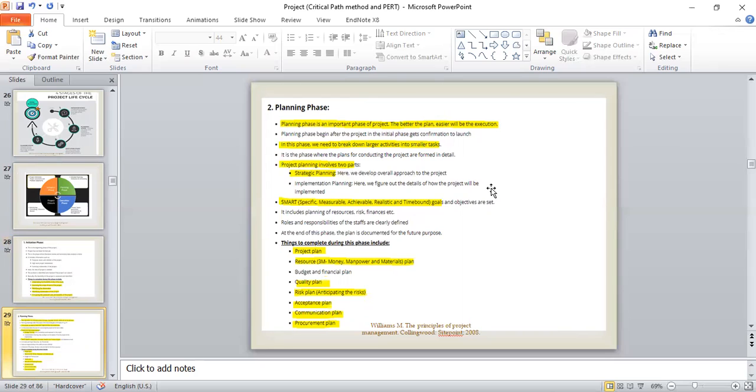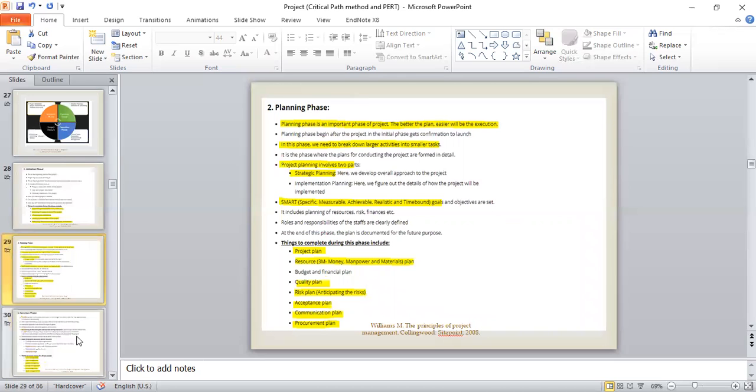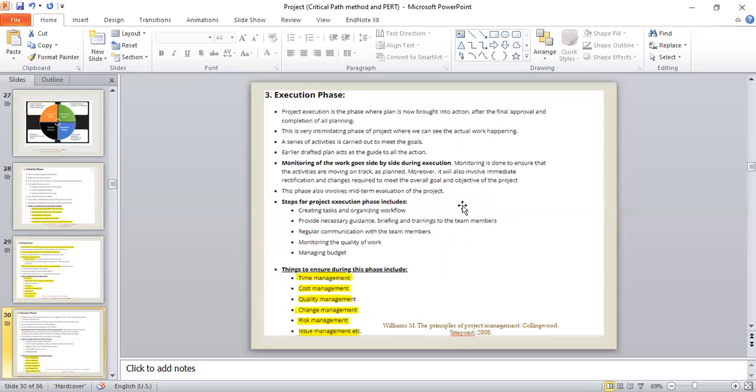So, in this, the goals and objectives are set, which should be SMART: specific, measurable, achievable, realistic, and time bound. The things to complete during this task include project plan, resources in the form of money, manpower, material, budgeting, quality plan, which is the most important step in the planning phase, risk plan, acceptance plan, communication plan, and procurement plan. Then comes the execution phase.